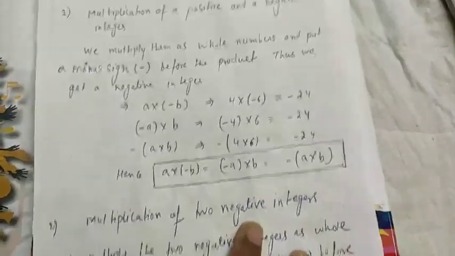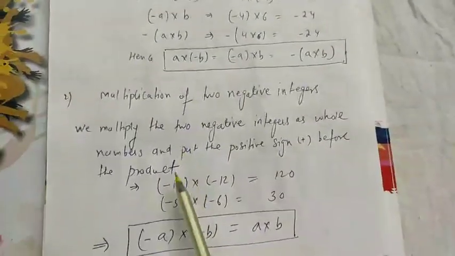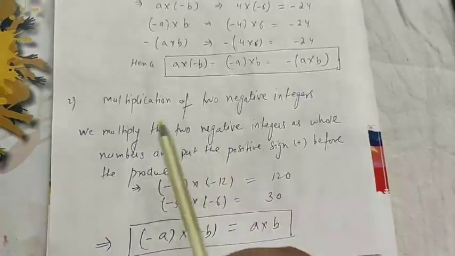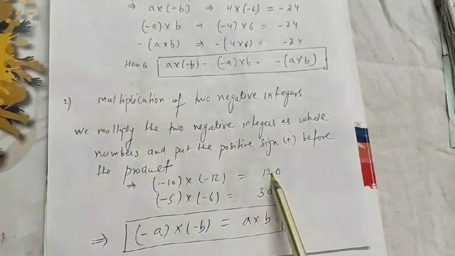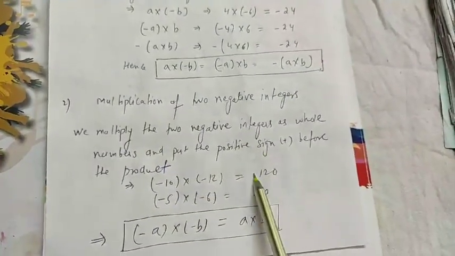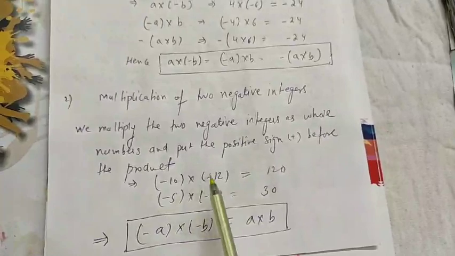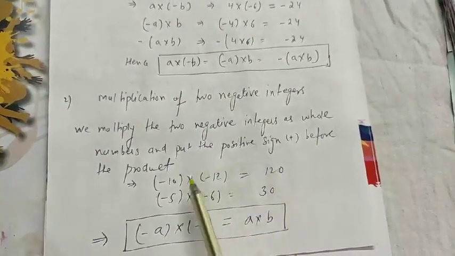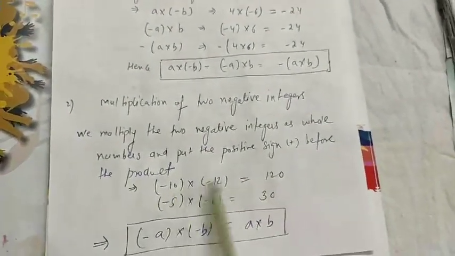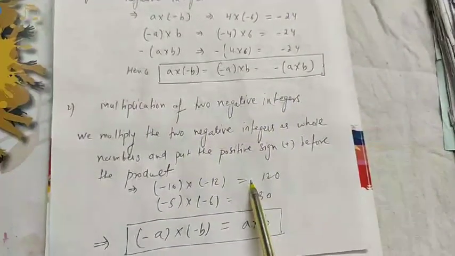Multiplication normally. Now the multiplication of two negative integers means if both are negative, like in this case minus 10 and minus 12. So we multiply the two integers like whole numbers. We'll simply multiply 10 into 12, 120. But we put the sign of positive. So there is a positive sign, plus, plus. Either you write plus or not, it is understandable that it is plus. So 10 into 12 is 120, and the sign is plus, because both are negative. The rule says that if both are negative, simply multiply them and put the sign of plus.